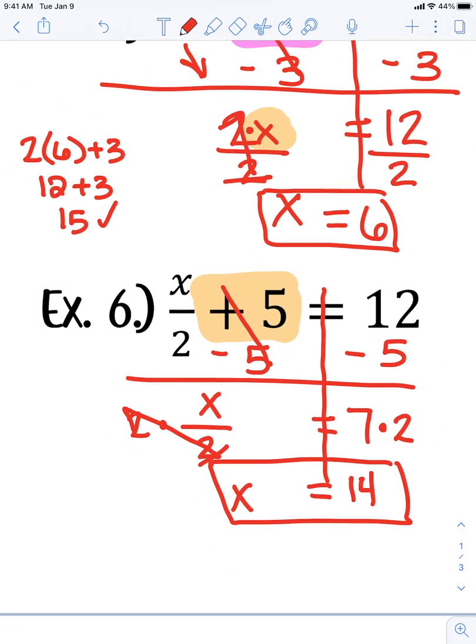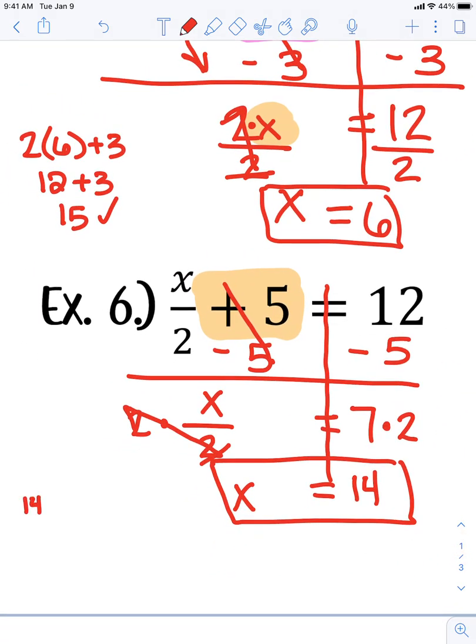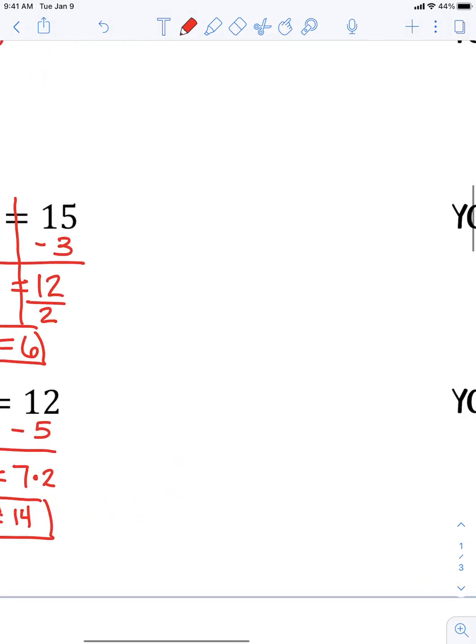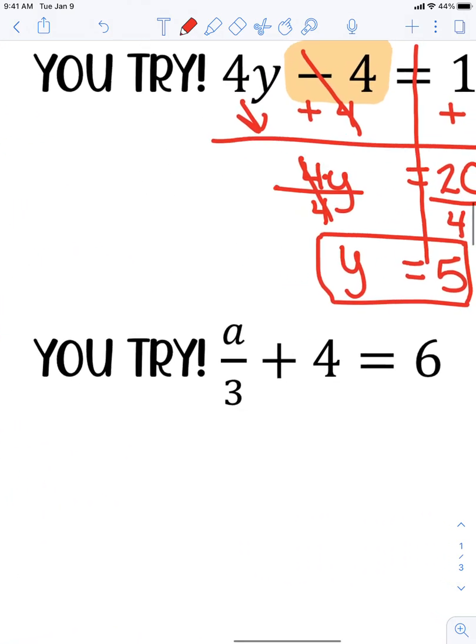Again, you can always check your work. We plug in 14 divided by 2 plus 5. 14 divided by 2 is 7, plus 5 leaves us with 12. That's what we wanted it to be. So now I want you to try this one.